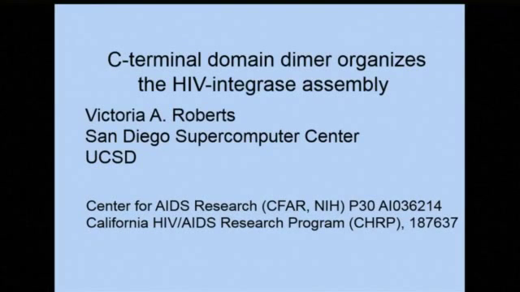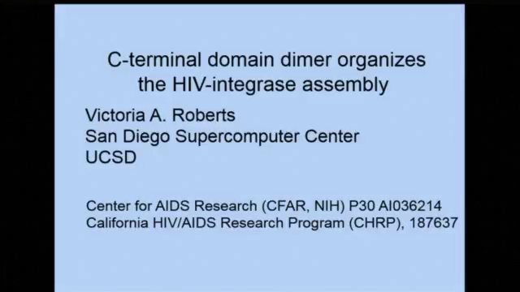Our next speaker is Dr. Victoria Roberts. She is an associate project scientist at the San Diego Supercomputer Center, and her lab is engaged in studies of protein-protein interactions and protein-DNA interactions. And today she's going to tell us about some new things she discovered relating to the structure of HIV integrase when bound to DNA. And her title is C-terminal domain dimer organizes the HIV integrase assembly.